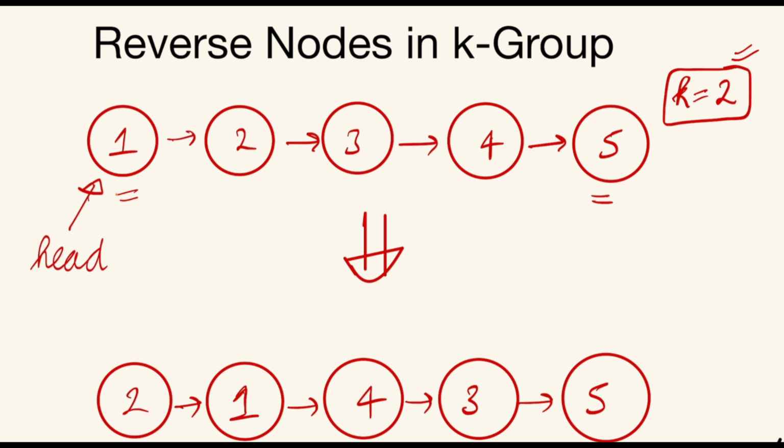So here the first group would be these 2 nodes, the next group would be these 2 nodes, and the last node 5 only has one node left, which is less than k. So this is not a part of any k group, which is a 2 group. So we won't reverse the last part if the number of nodes in that is less than k.